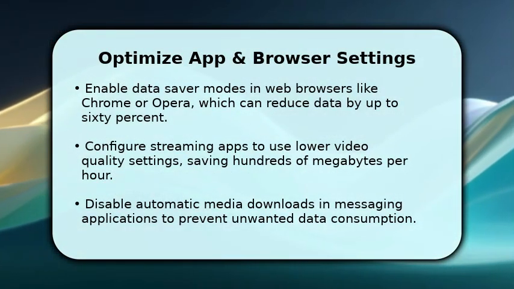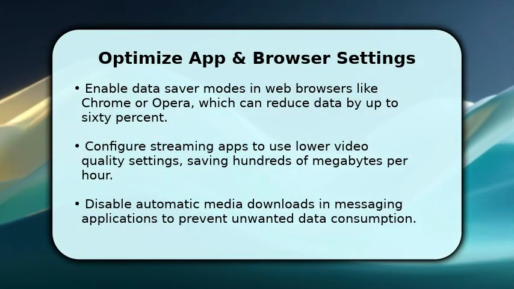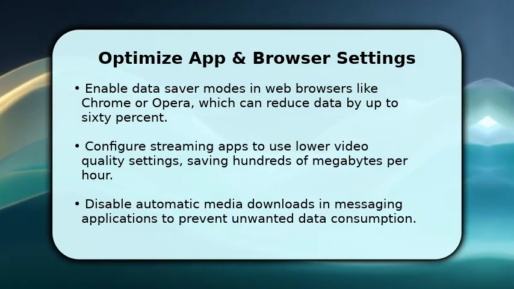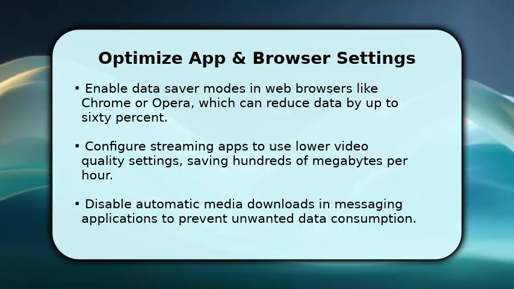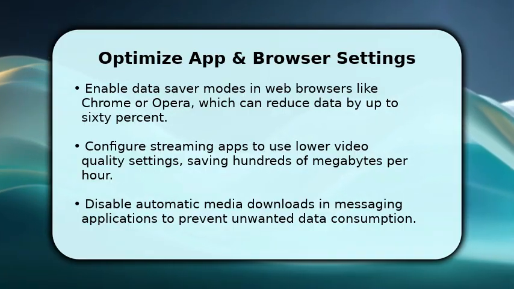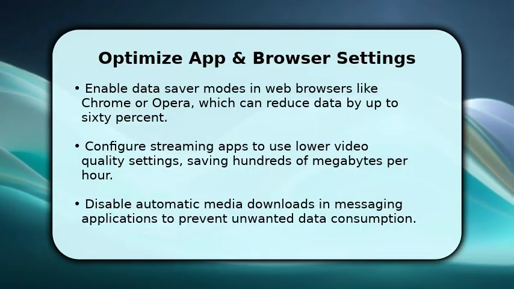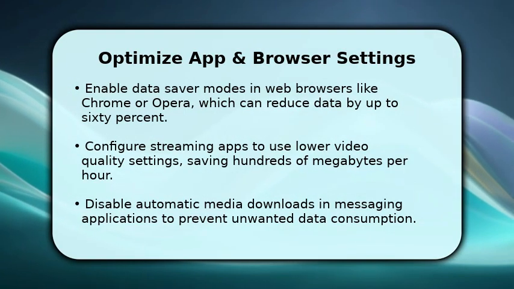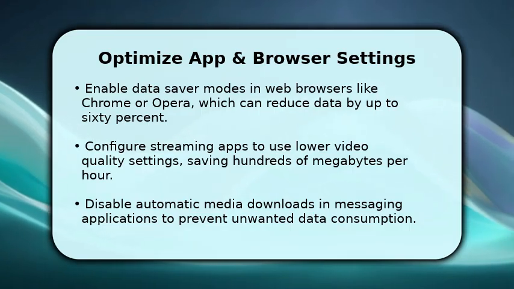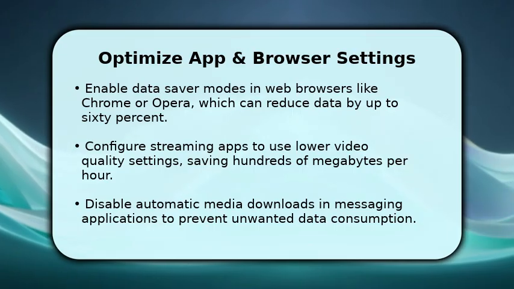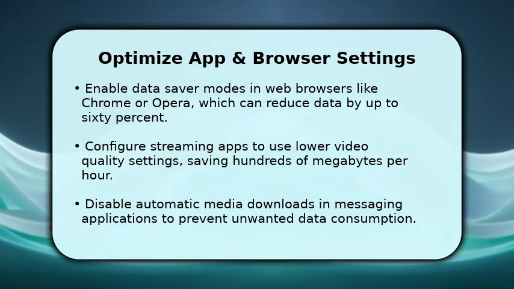Next, dive into your app and browser settings. Activating data saver modes in browsers can dramatically cut down on data, sometimes by more than half. For video streaming, switching from 4K to standard definition can reduce data usage from 7 gigabytes to just 1 gigabyte per hour. Also, ensure messaging apps aren't automatically downloading videos and images. Manually select what you wish to view.